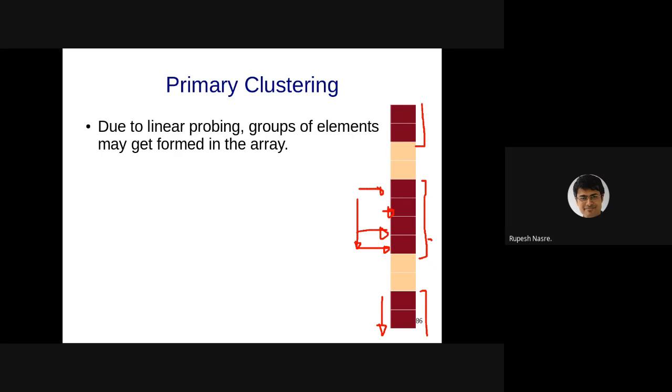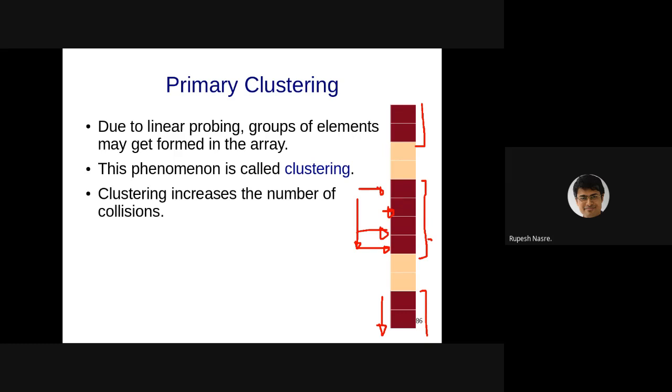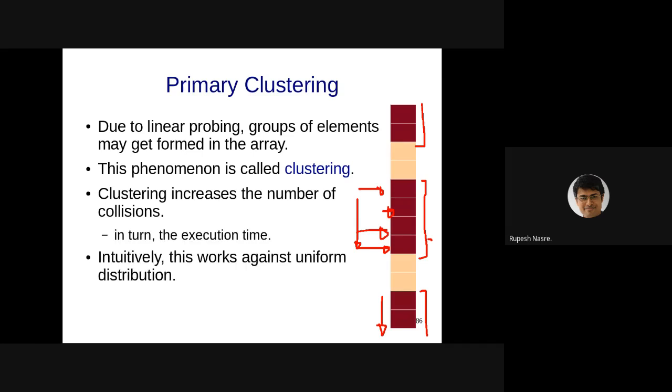So let's summarize that. In linear probing, groups of elements get formed. This is called clustering, and it increases not only the number of collisions, but also the searching time. So this is in some sense against our uniform distribution policy that we were thinking about, that the elements should get distributed, there should be holes and so on. But the elements are actually going to get clustered, right? So that creates a problem.